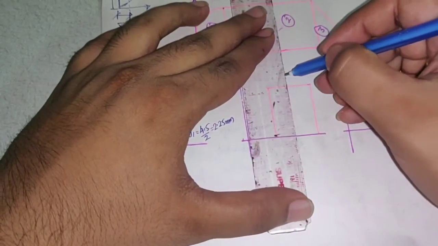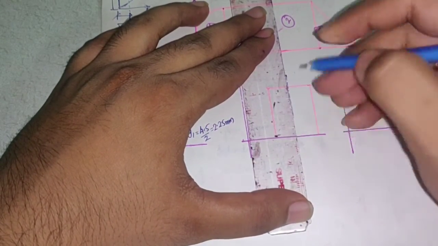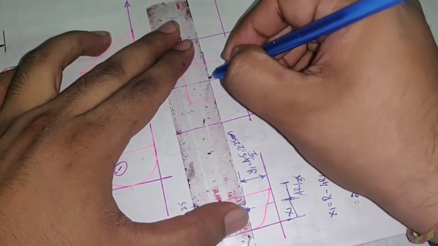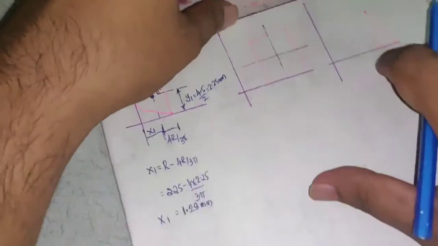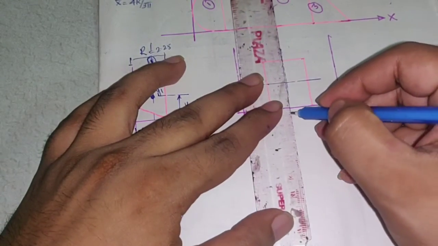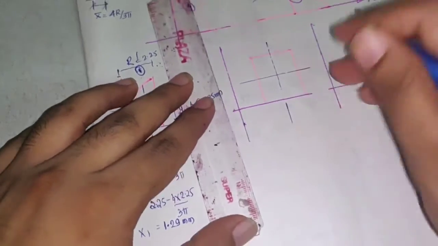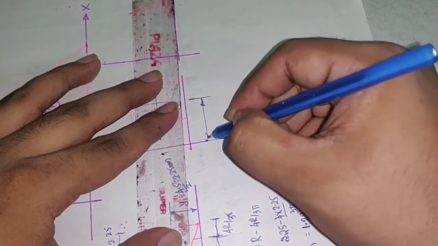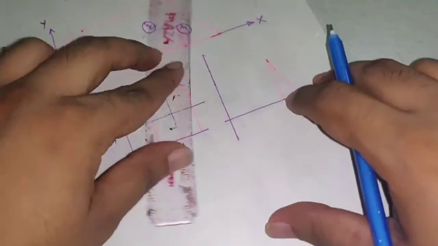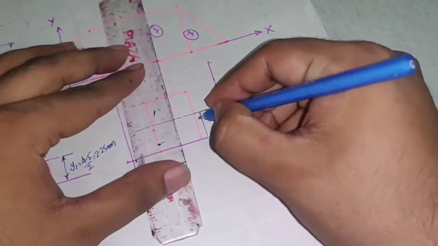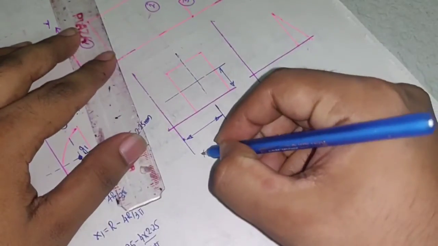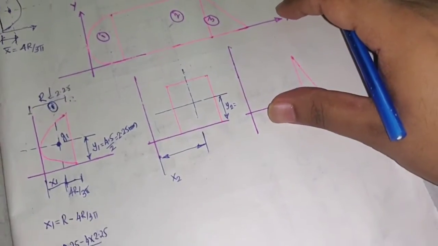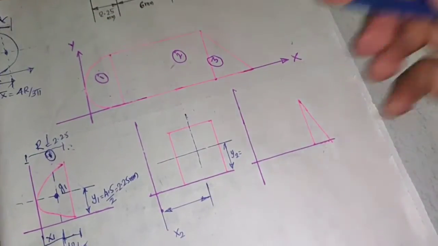Next, moving on to the center of the rectangle. What is the x2 distance now? What will be the x2 distance? You have to calculate that. Wait. So I want the x2 distance, and I need the y2 distance. Okay, we'll quickly finish off with the y2 distance. So what is the y2 distance?